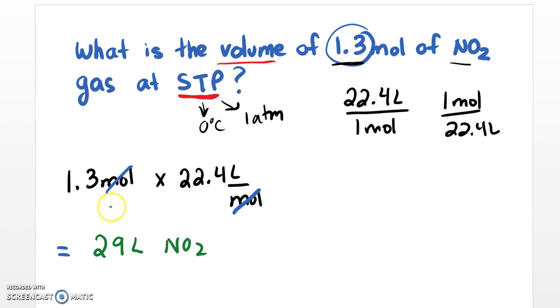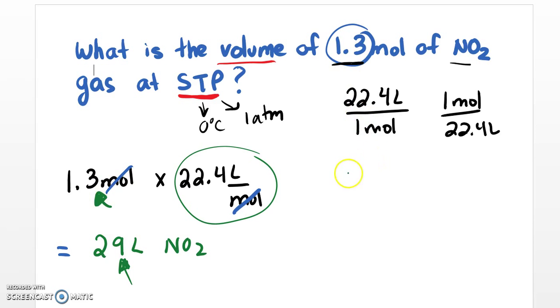Notice this number here has 2 sig figs, so does this number here. We don't let this value here, which is a given number, like a constant, limit our sig figs. So we'll just have 2 sig figs like our 1.3 moles.